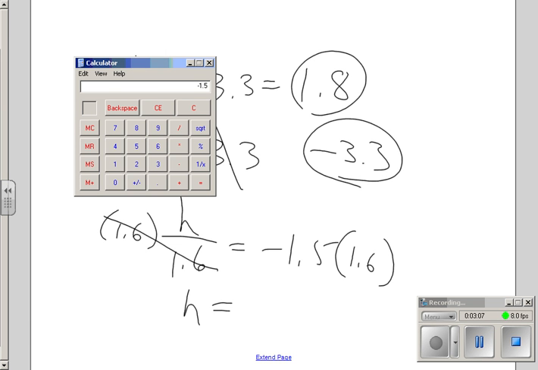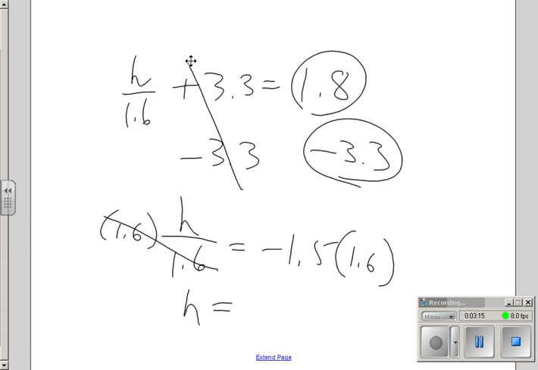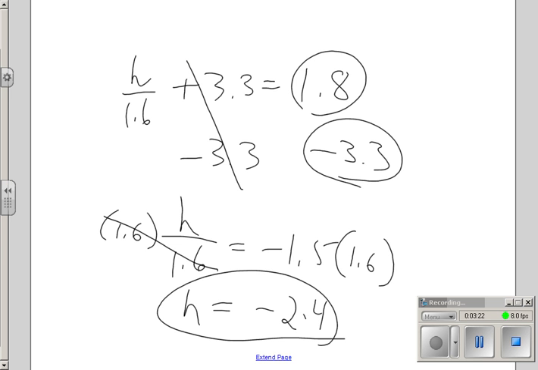calculator. Well, I'm negative times a positive again, so I know my answer is going to be negative. Don't have to punch that in. Equals 2.4. So my answer is negative 2.4 is the value of h. Told you it wasn't that hard.